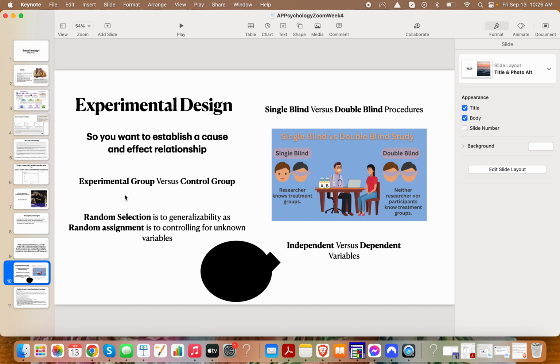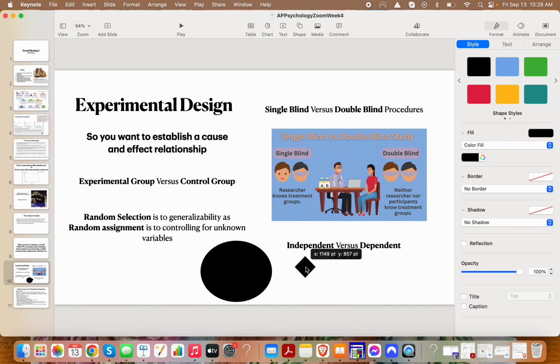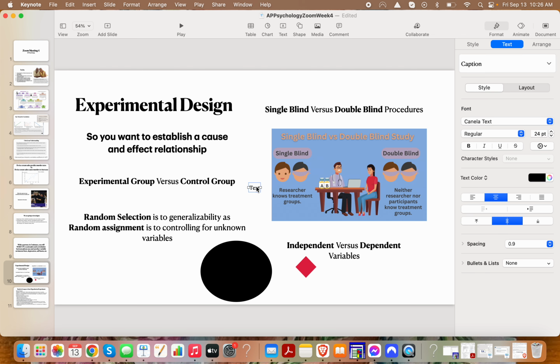All right, now we got these two terms. They seem so close together: random selection and random assignment. I can actually change this color here very easily now. So random selection has to do with who our findings are going to apply to. And so this starts by defining what is our population. We want to know, who do I care about?